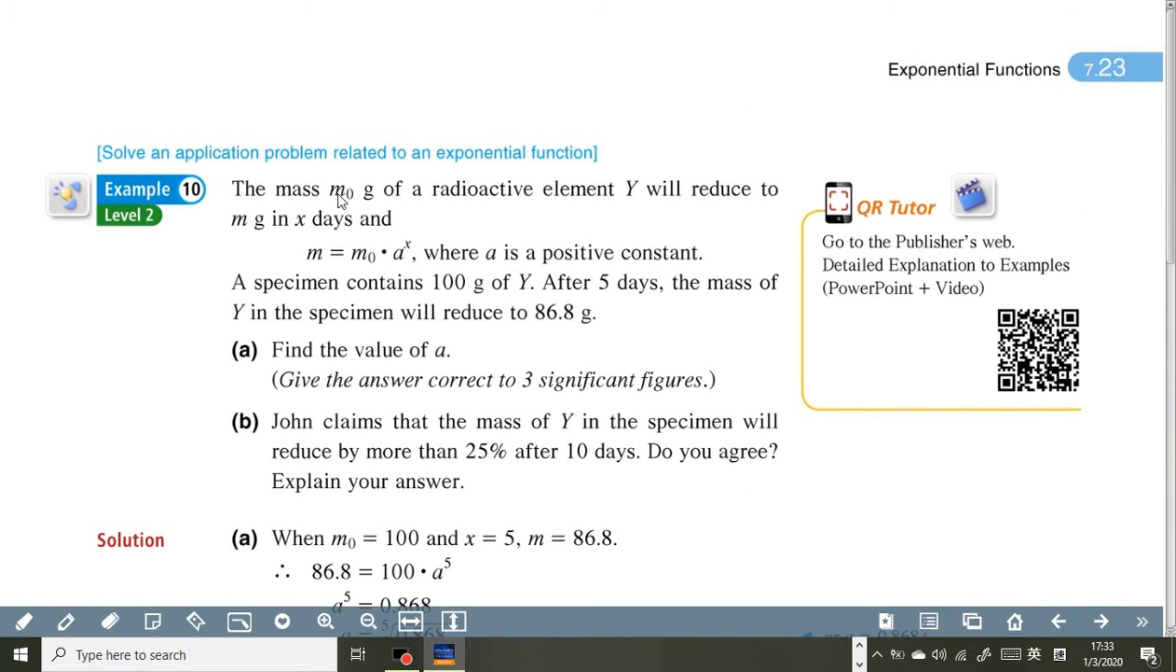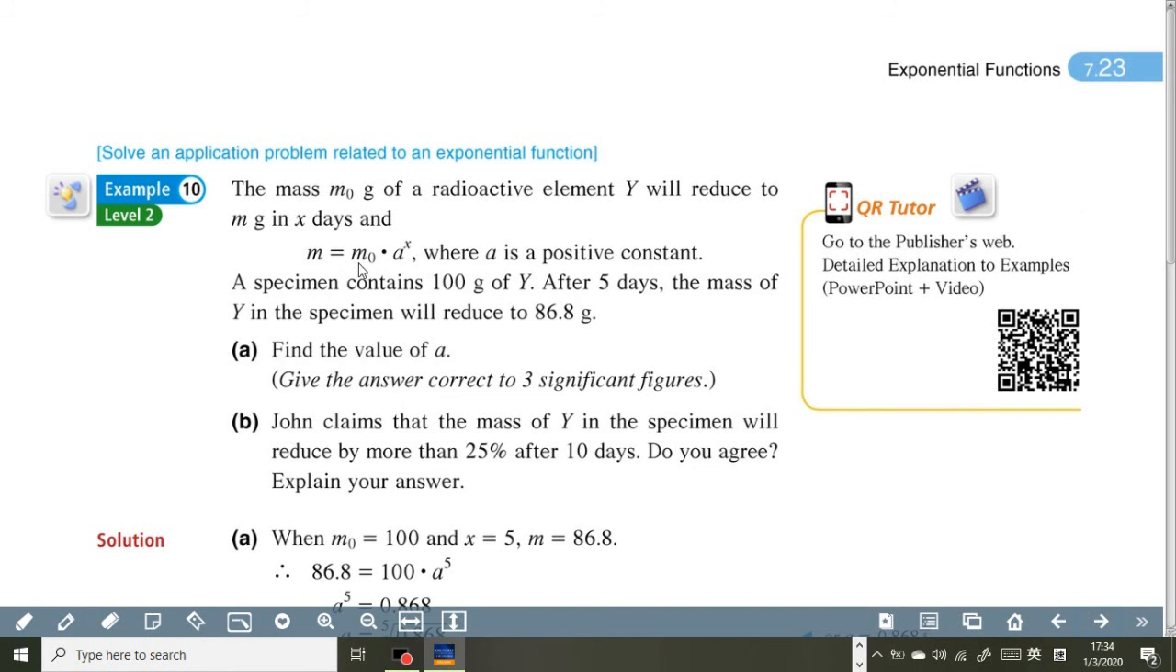Here you are given m0 grams of a radioactive substance Y. That means at time t equal to 0, the mass of the element is m0. It will be reduced to m grams after x days with this formula. So this m0 is called the initial value, which is given directly from here.